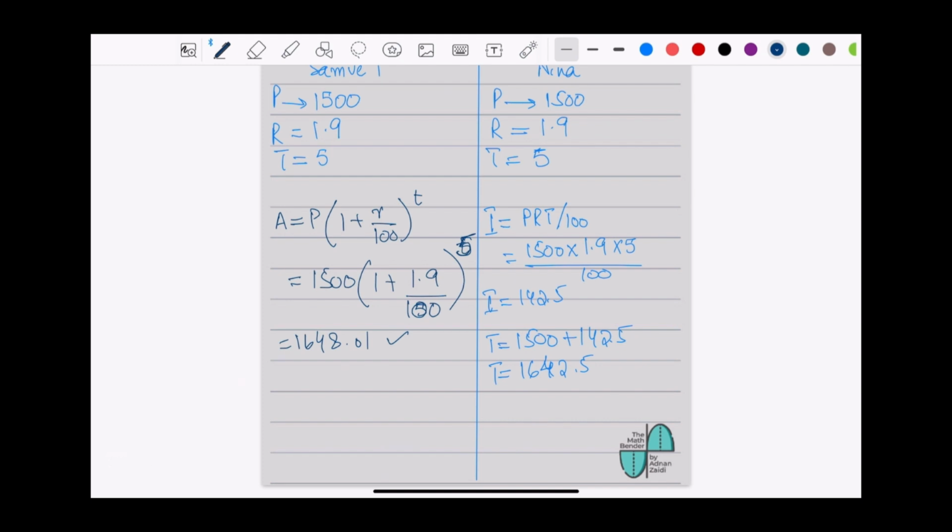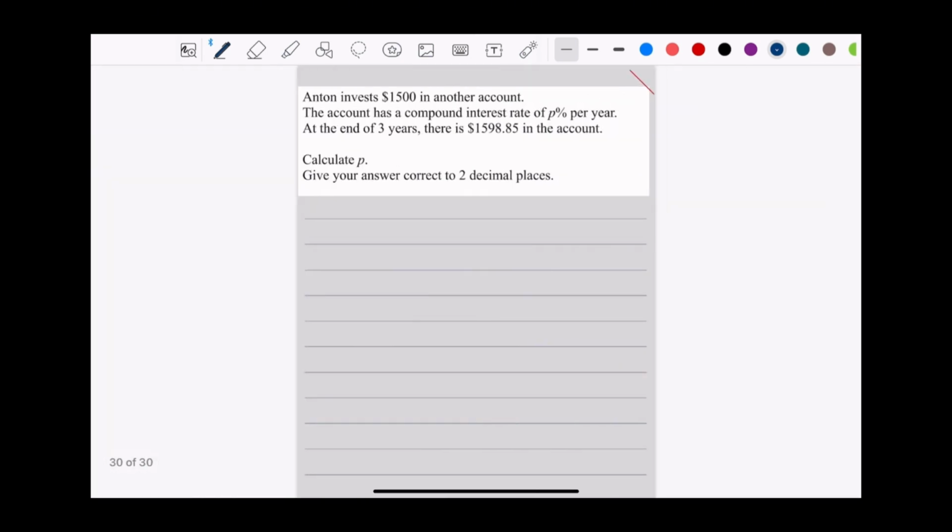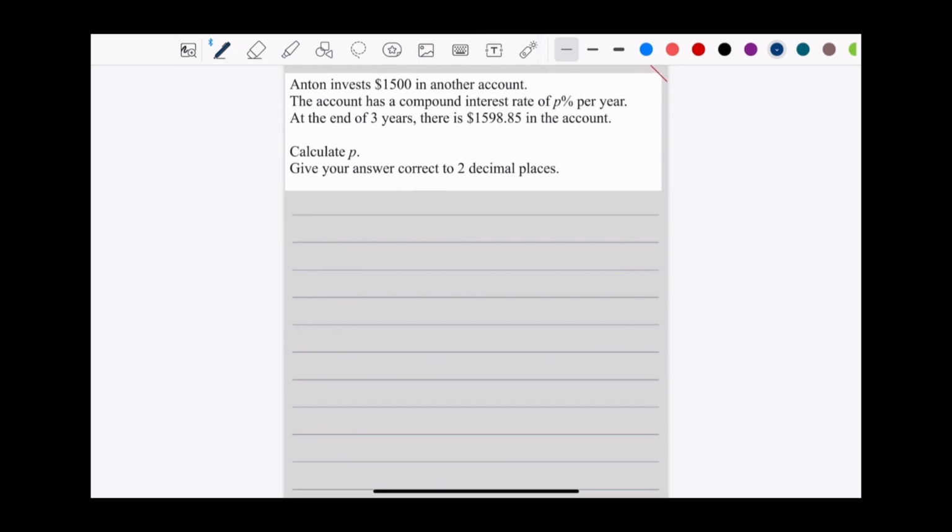So Samuel has 1648.01 minus 1642.5, and if you subtract, whatever value you get is the extra amount that Samuel has in his account compared to Nina. Let's see the last question of the day. More or less every question is exactly the same, so you just need to have an idea how to approach these questions.